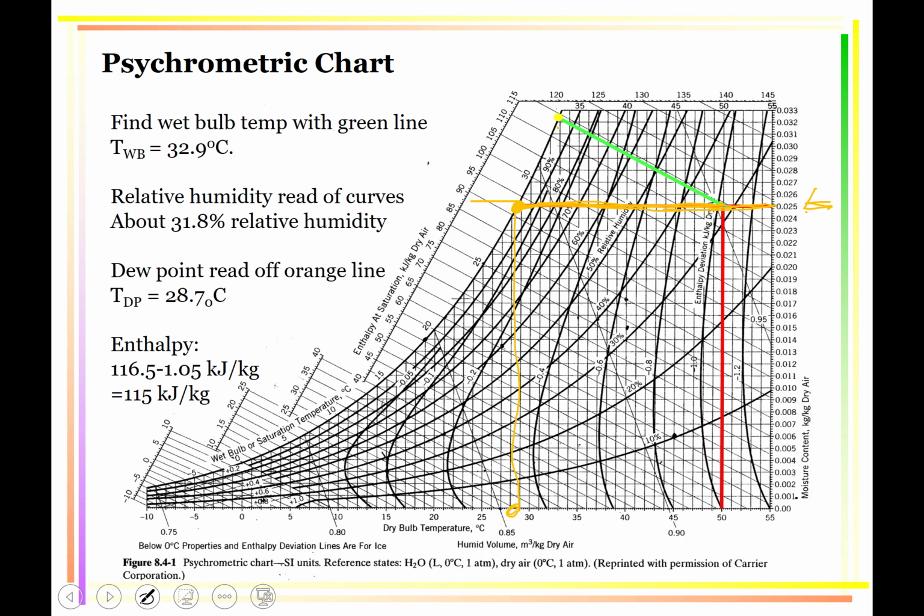So our air is 50 degrees. The wet bulb temperature is cooler at 32.9. And the dew point, the point at which that air would be saturated, is cooler yet. So it's about 28.7 degrees.